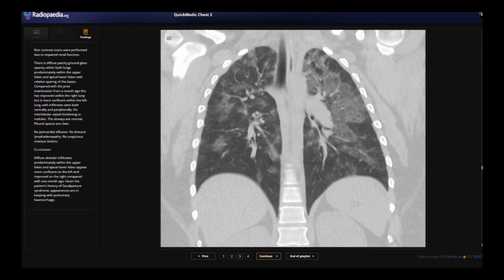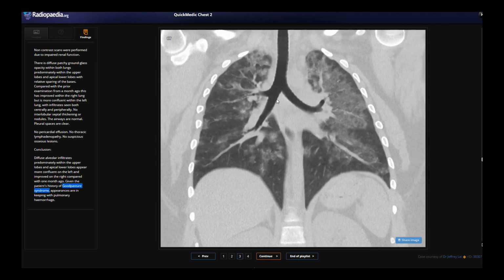Right, very good. So the conclusion is there's diffuse alveolar infiltrates, predominantly within the upper lobes and apical lower lobes. They appear more confluent on the left and improved on the right compared with one month ago. Given the patient's history of Goodpasture syndrome, okay, so this changes what we think. Goodpasture syndrome appearances are in keeping with pulmonary hemorrhage. So this now makes an awful lot of sense, and it's important to realise that history is everything.